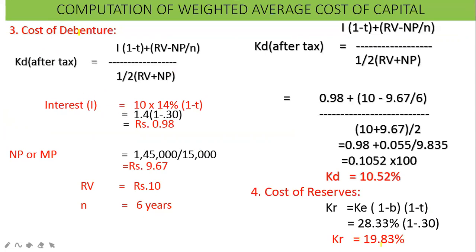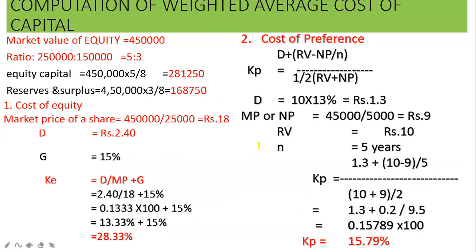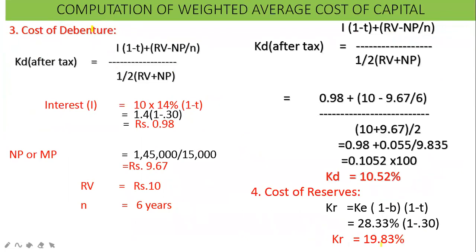Coming to the cost of debenture, the debenture is also a redeemable debenture. After how many years have these debentures been redeemed? After 6 years. See, the debentures are redeemable at par after 5 years and 6 years. So the debentures were redeemed after the 6th year. What is the market value of the debenture? 1,45,000. What is the rate of interest of the debenture? 14% as fixed. How many debentures were issued? 15,000 debentures. What is the face value of the debenture? Rupees 10.